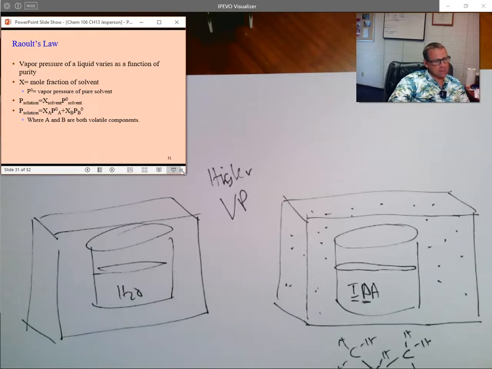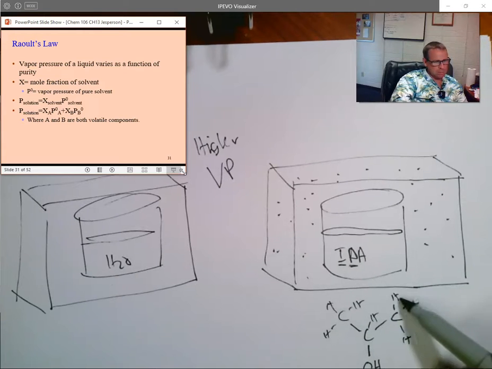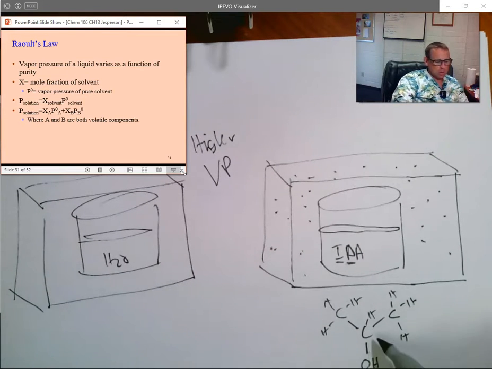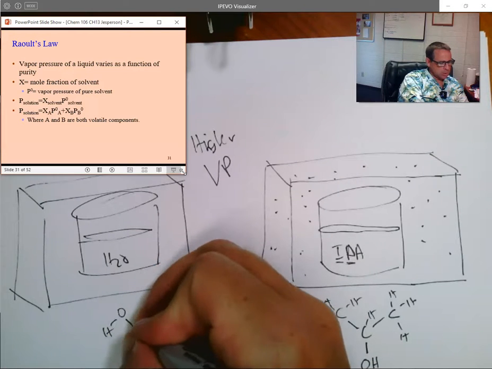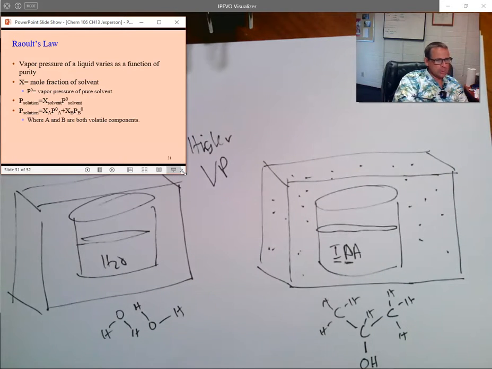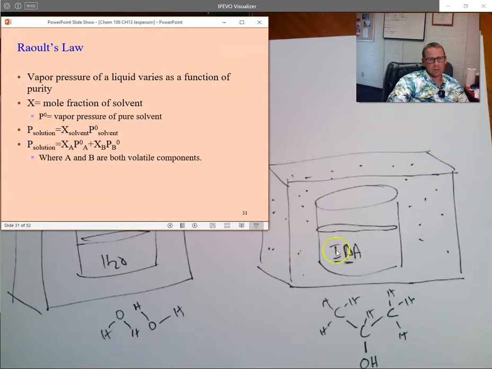And that's because the intermolecular forces that are pulling the molecules of isopropyl alcohol toward each other, holding them together, are much weaker compared to the intermolecular forces that are holding water molecules together. Okay? All right. So the vapor pressure depends on the intermolecular forces.